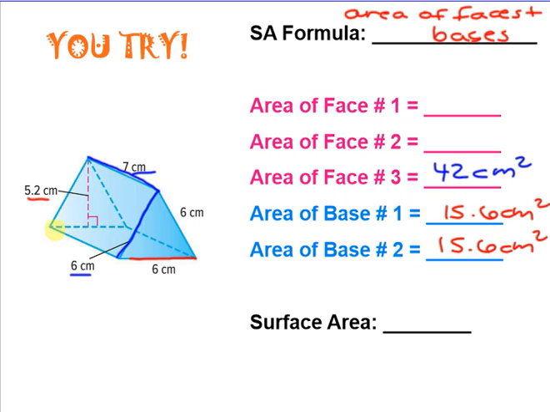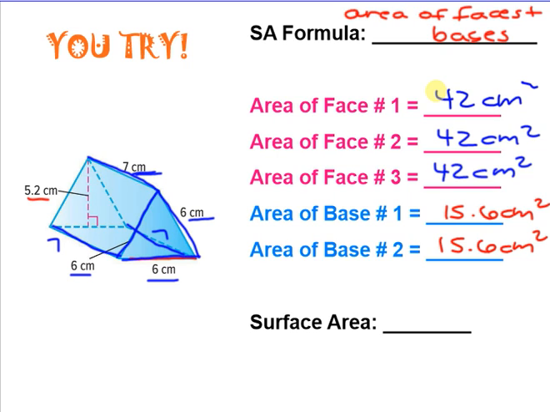Now the one on the bottom. So this right here is going to be the same as this right here, which is 7. And then the side length is right here, which is 6. So 7 times 6 is 42 centimeters squared. Now the rectangle that's facing away from us. So the side is going to be 6, and then this right here is the same as this right here, which is 7. So 7 times 6 again is 42 centimeters squared.